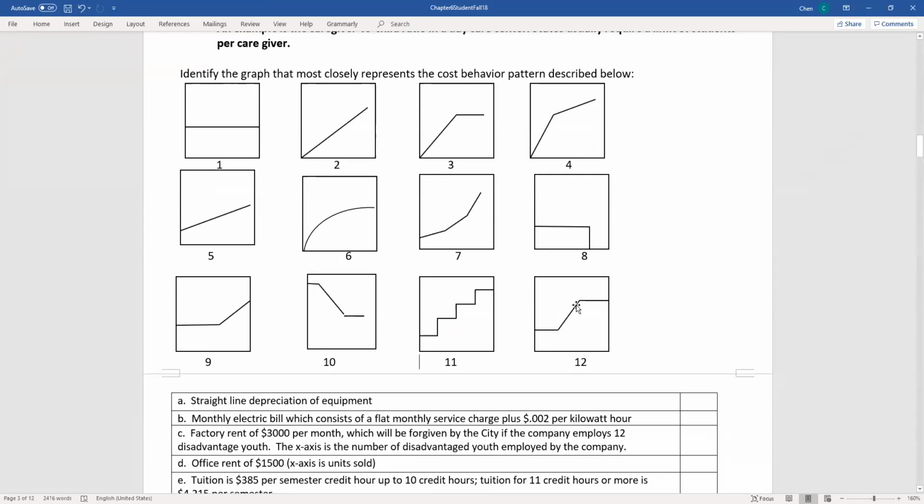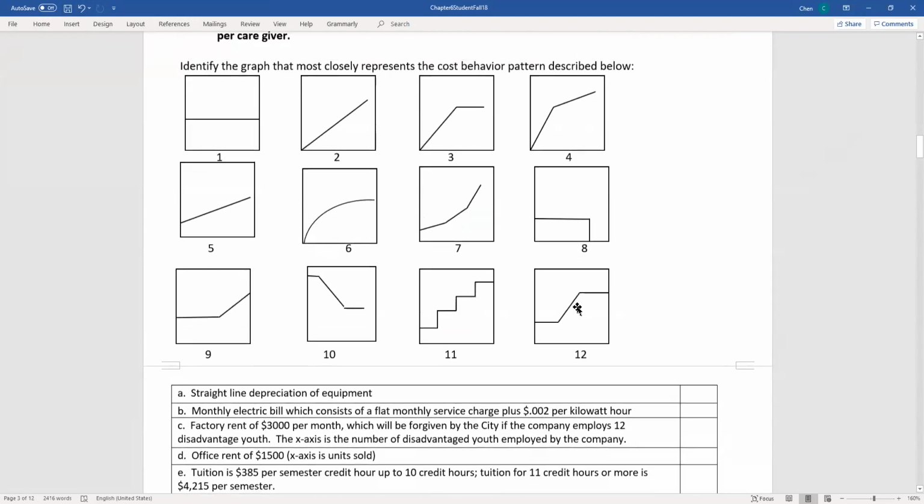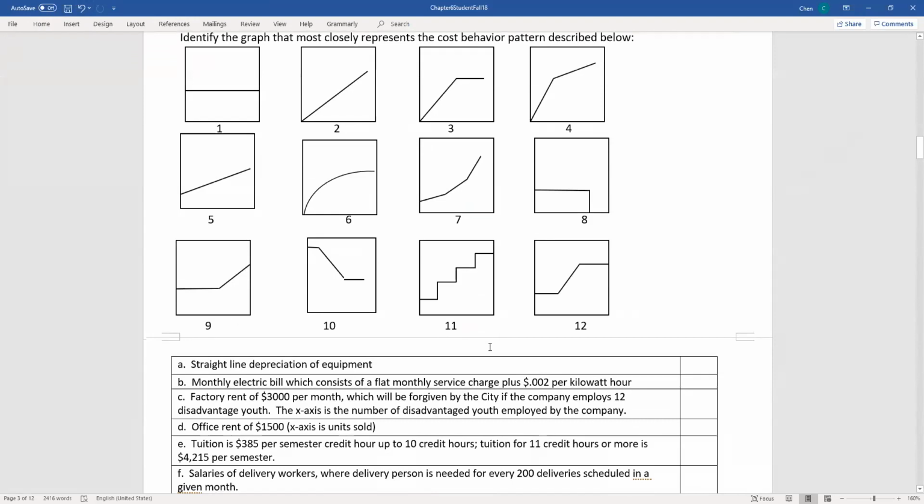Okay, let's look at the first example. Straight line depreciation of equipment. What does that change? No. So this will stay constant, and then it's not 0. It doesn't start with 0. It's a depreciation amount, so it has to be more than 0.